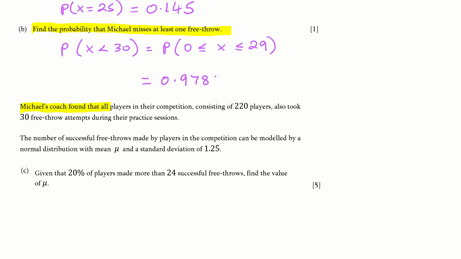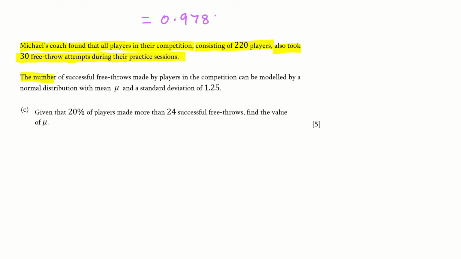Michael's coach found that all players in their competition, consisting of 222 players, also took 33 throw attempts during their practice sessions. The number of successful free throws made by players in the competition can be modeled by a normal distribution with mean mu and standard deviation 1.25. Given that 20% of the players made more than 24 successful free throws, find the value of mu.